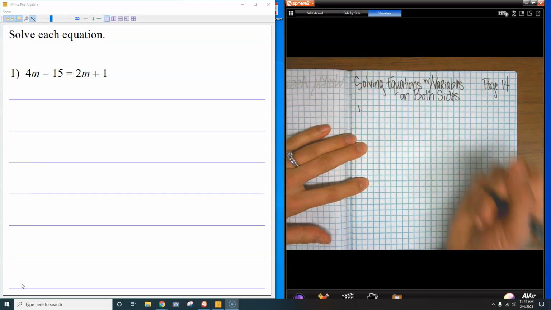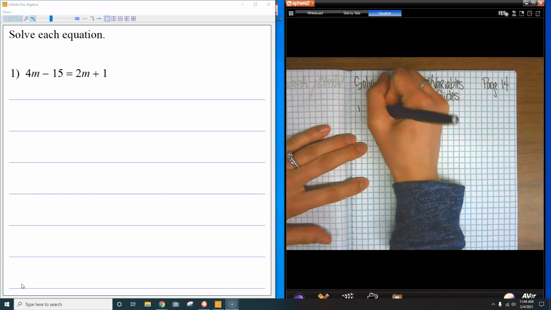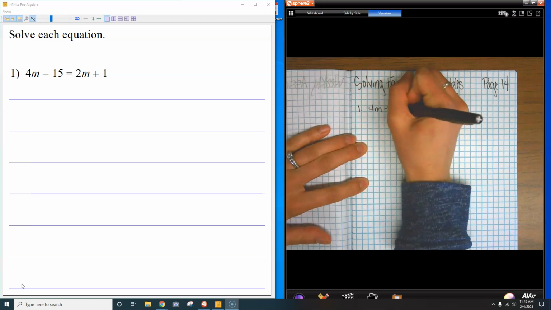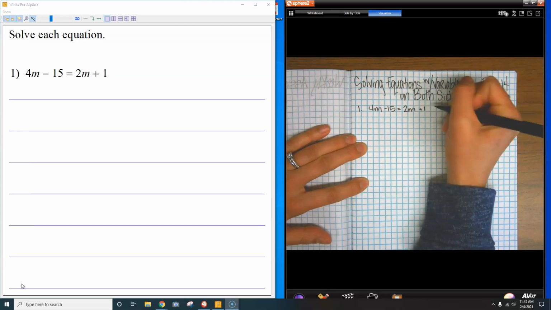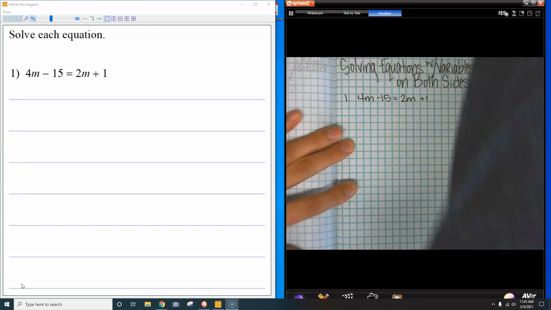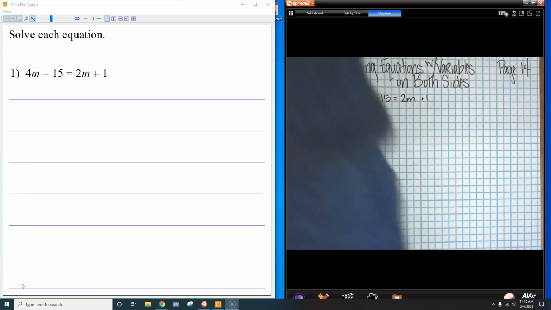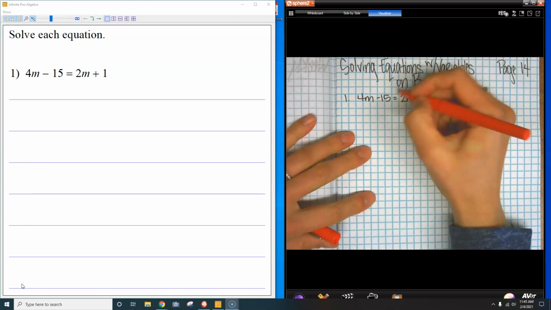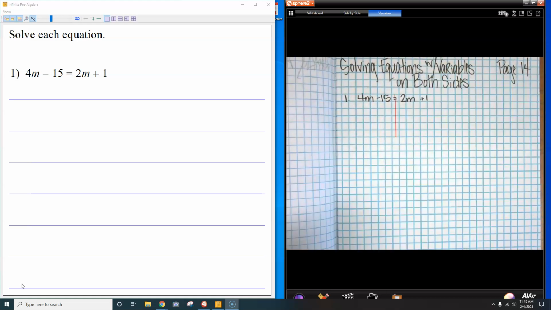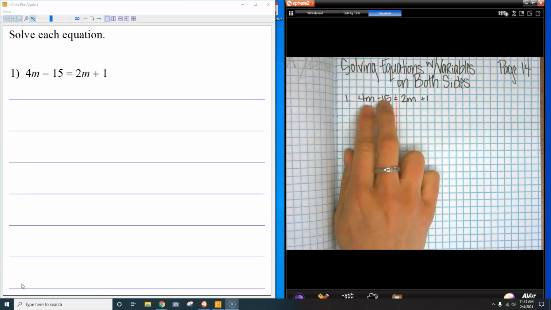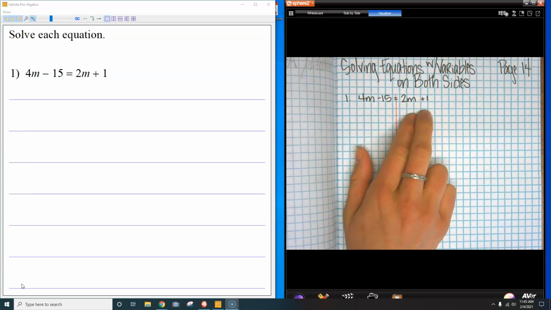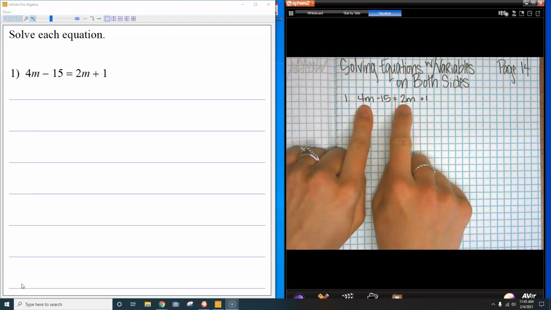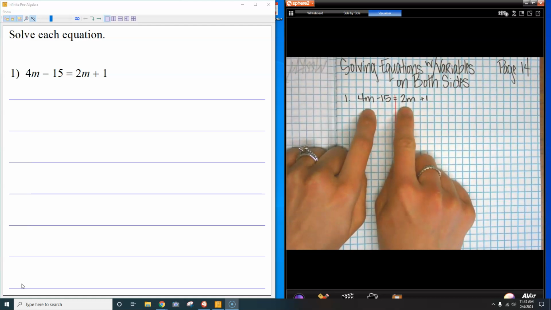We're just going to do it using algebraic inverse operations. So number 1, as you can see on the screen, is 4m minus 15 is equal to 2m plus 1. And we're going to use inverse operations to solve for m. I am going to draw a line so I can see the two sides of the equation. And just like what we talked about last week, these two terms are not like terms because one has an m and one doesn't. And these two terms are not like terms because one has an m and one doesn't. These both have m's, the 4m and 2m, but they're on opposite sides of the equation, so we want them to be on the same side.